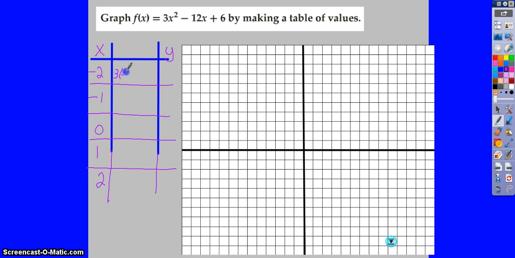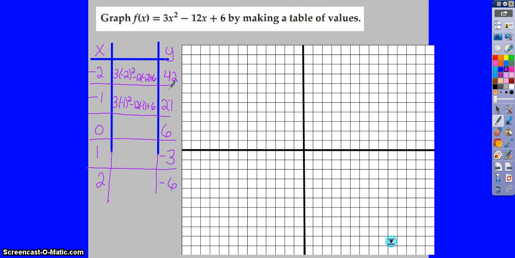So I plug in these numbers. So I plug in 3 times -2 squared minus 12 times -2 plus 6. So I'm plugging in the x value into both of those places where I see an x, and then I'm working it out to get my output, and this would give me a value of 42. If I do 3 times -1 squared minus 12 times -1 plus 6 and work that out, I get a value of 21. If I do 3 times 0 squared minus 12 times 0 plus 6, I get a value of 6. When I plug in 1, I get a value of -3. When I plug in 2, I get a value of -6.